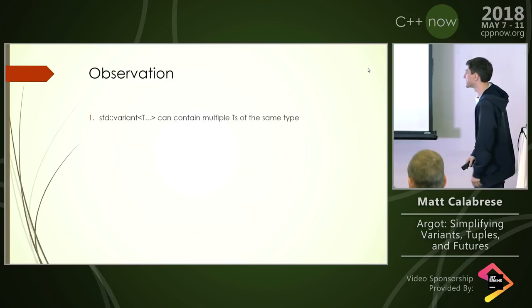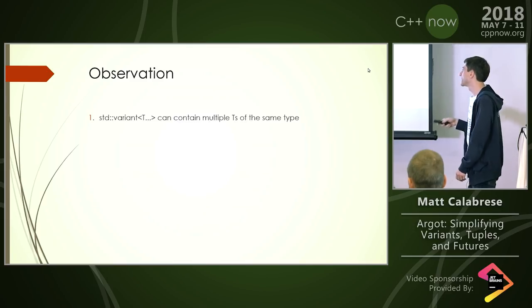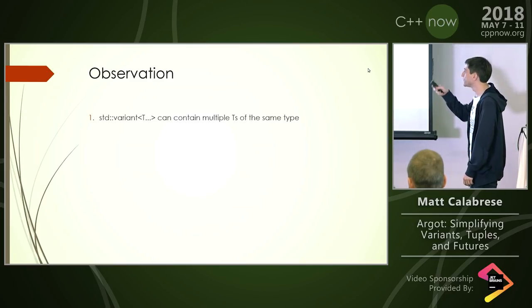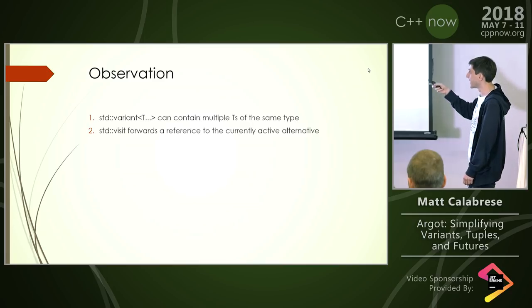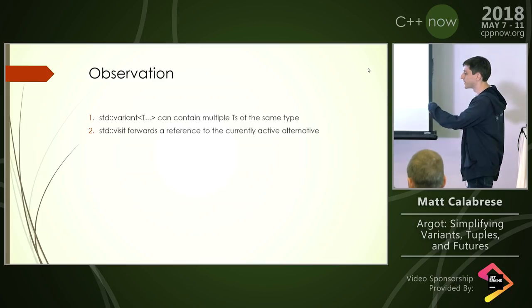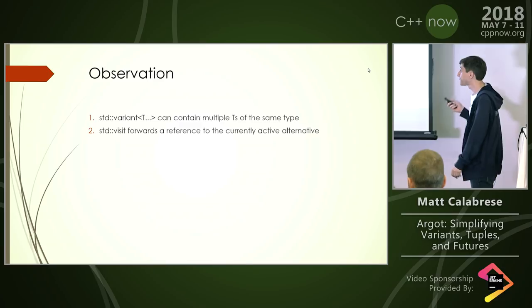A std::variant in C++17 is templated over a variadic pack of types called T. And we could actually have duplicate types in a variant. When you use a std::visit, it forwards along a reference to the currently active alternative. So if you have a std::variant of an int, float, and a char, and it happens to be in the int state, you'll get back a reference to the int. If it's in the char state, you get back a reference to the char. If it's in the float state, you'll get back a reference to that.